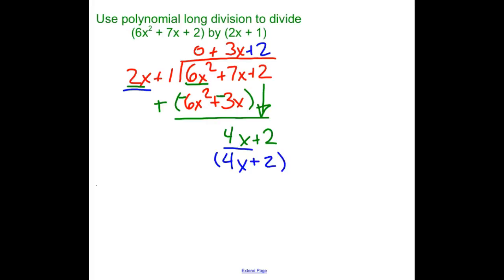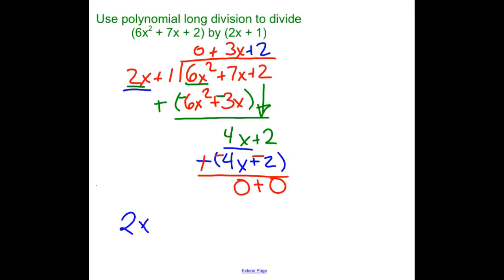But remember, we're subtracting this, so you want to distribute that negative through, and when you do, you can see that you end up with 0. If you end up with 0, that's good. You want to end up with 0, because if you end up with 0, it means that 2x plus 1 is a factor of 6x squared plus 7x plus 2.